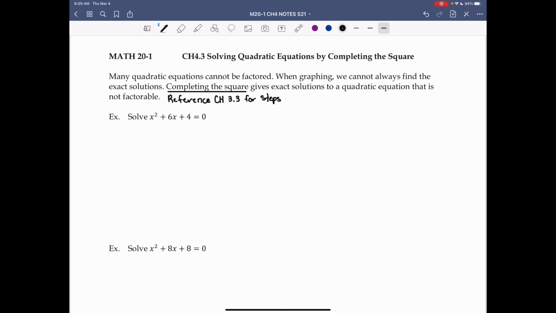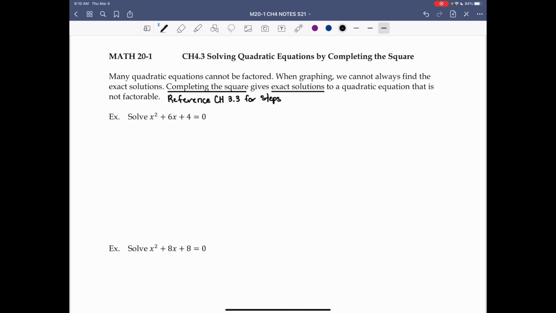And you would use solving equations by completing the square either if you're asked to solve by completing the square, or if you want exact solutions and your quadratic is not factorable. Example, solve x squared plus 6x plus 4 equals 0. So obviously we're going to solve all of these by completing the square.